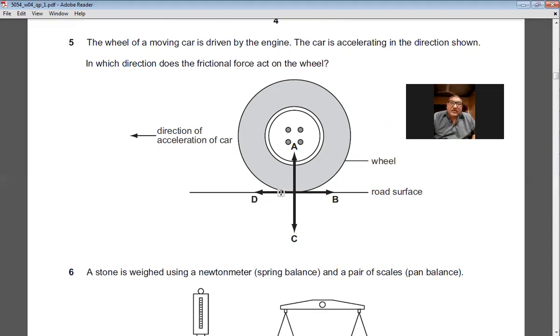So the friction between the wheel and the road will be in the direction of the D. It's a very, very important concept because the wheel is rotating anti-clockwise. So the friction between the wheel and the surface of the road, that will be towards left, along the direction of the motion of the car. So D will be the answer. Question number 5, D is the right answer. Direction of the friction will be D.